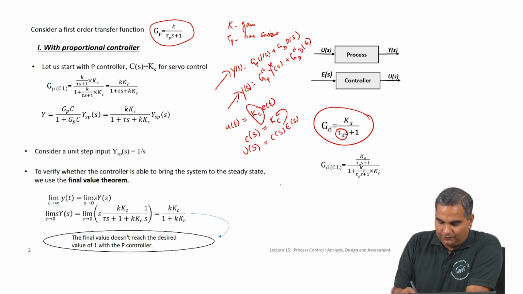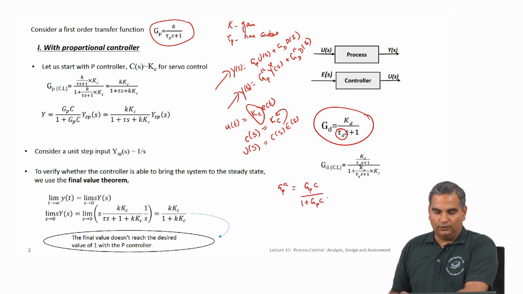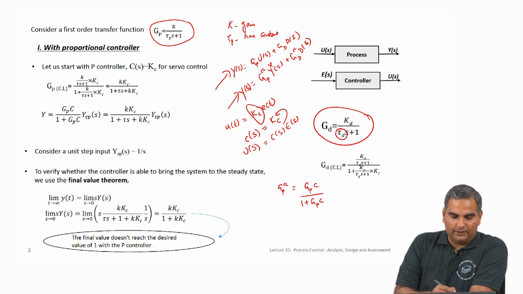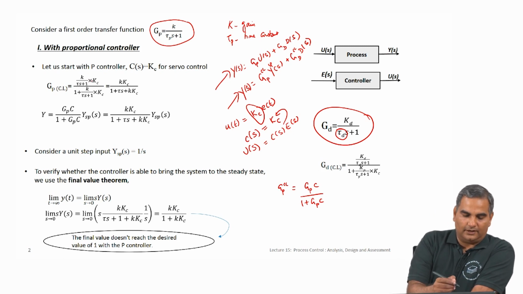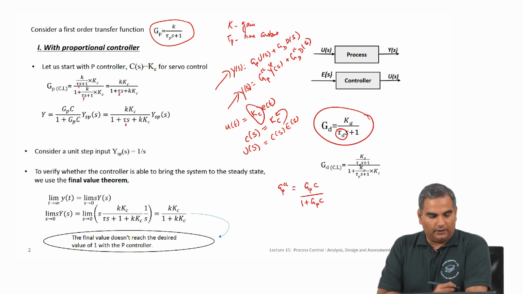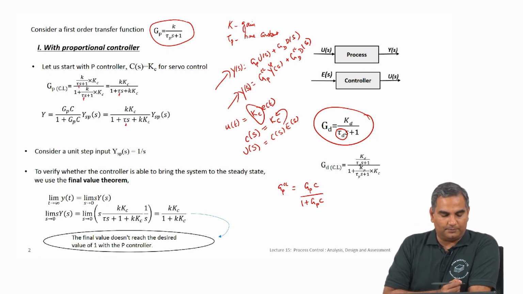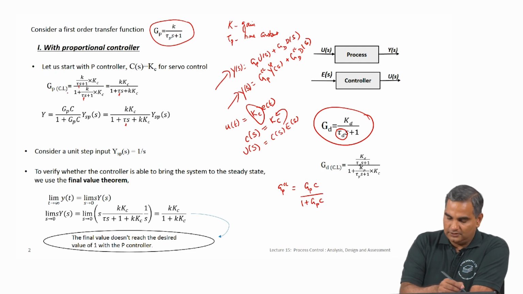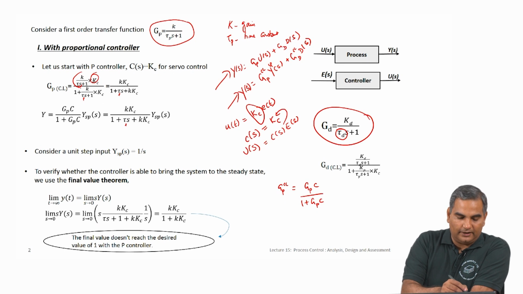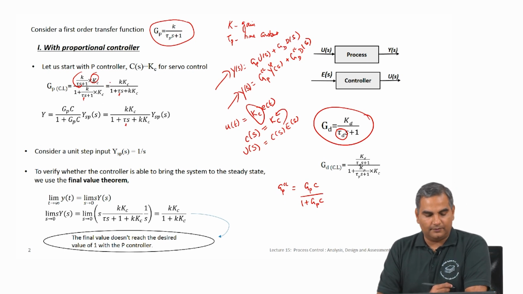So, remember the closed loop transfer function form for GP we said is GPC divided by 1 plus GPC. Okay. So, we substitute this here. That process transfer function is K over tau P s plus 1, times Kc. So, this is the GP, this is the controller, divided by 1 plus GPC.